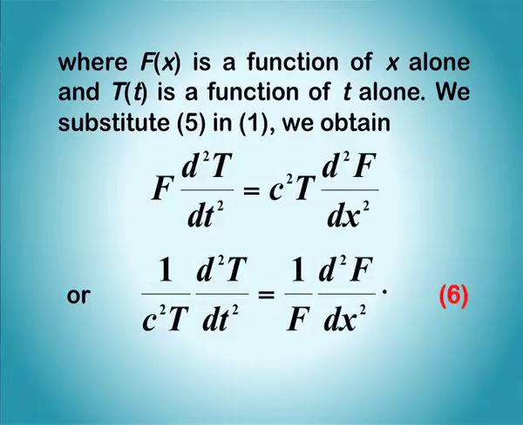1 upon c square T d2T by dt square, T is capital T, small t is the time, equals 1 upon F, F is a function of x alone, defined above, and it is d2F upon dx square, forms this equation called 6. You notice and keep in mind the equation 6. The left hand side of the equation 6, I remind you again, we go like this: 1 upon c square T d2T upon dt square, I am talking about this.